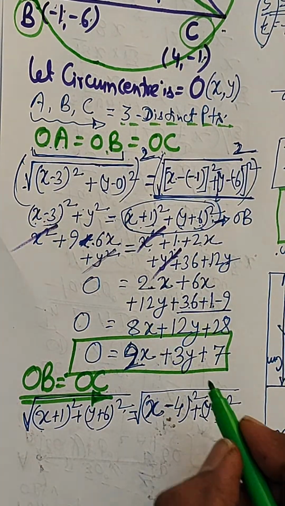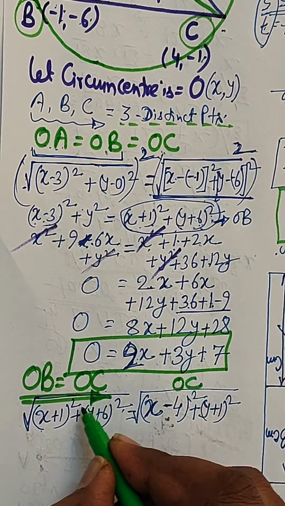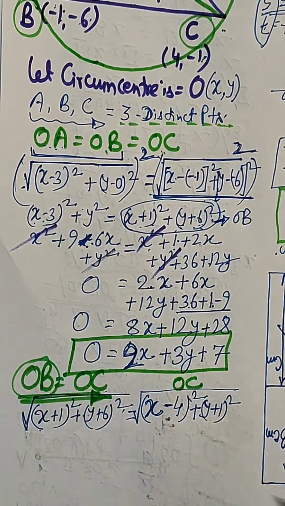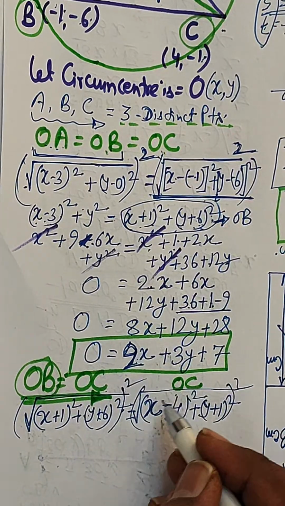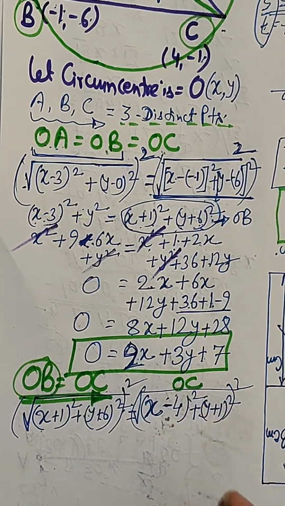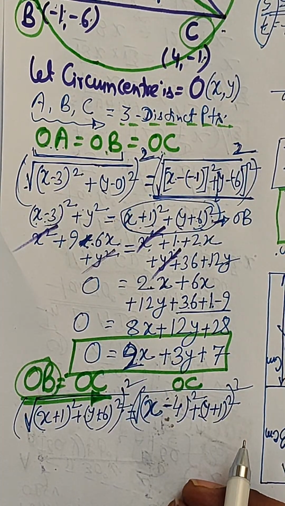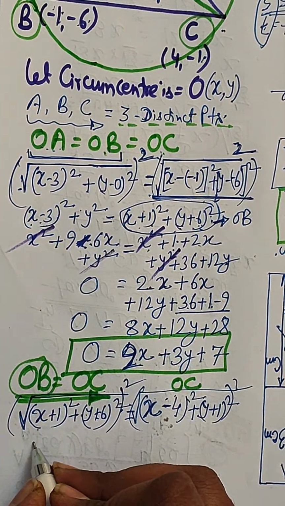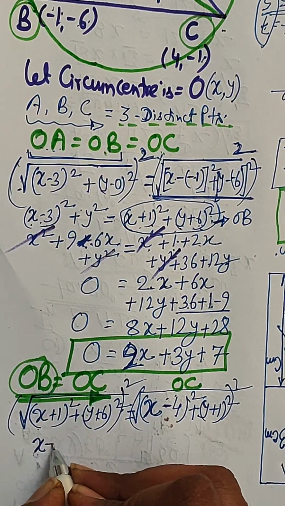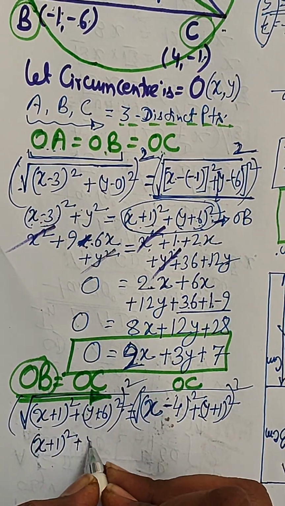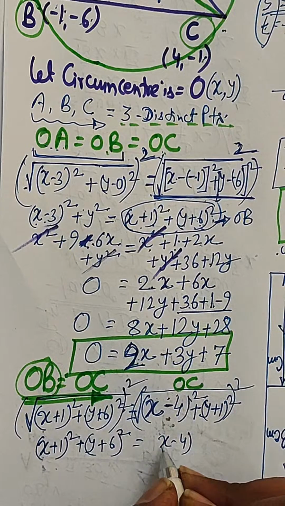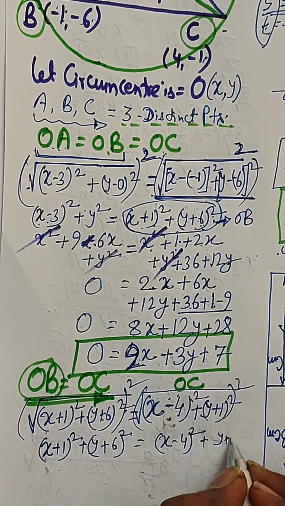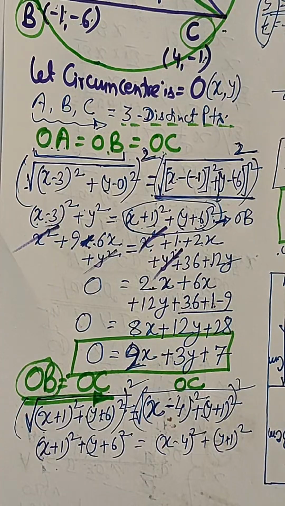Basically this is nothing but OC, and this one on the LHS was OB. Okay, so if you compare it, this will be an equation, and if you square it, this square root will be eliminated, right? When this square root is eliminated, then what will happen? You will be having x plus 1 whole square plus y plus 6 whole square is equal to x minus 4 whole square plus y plus 1 whole square, right? Just expand it.